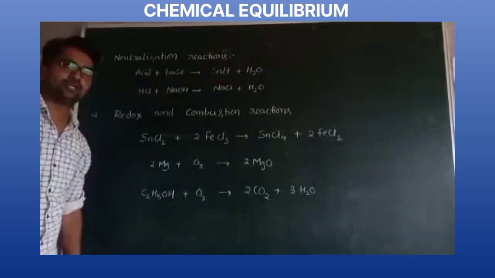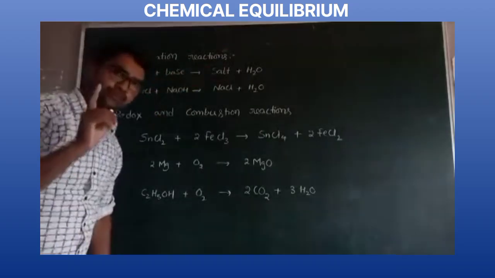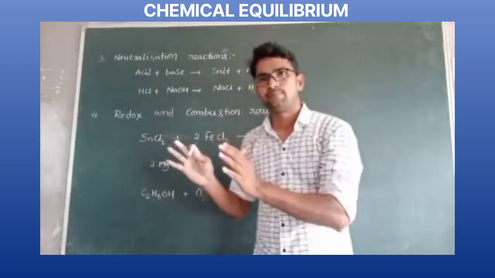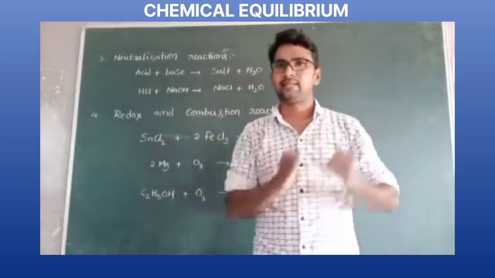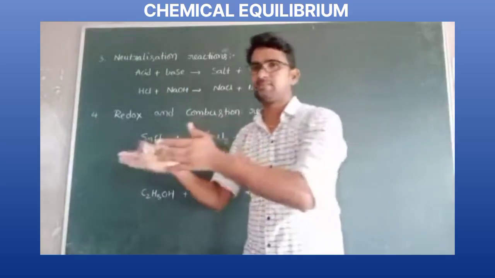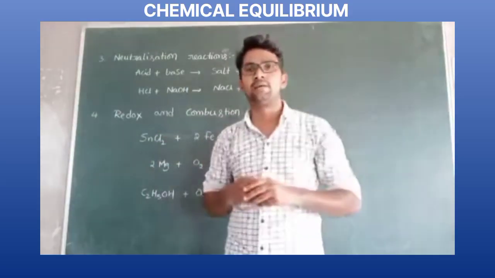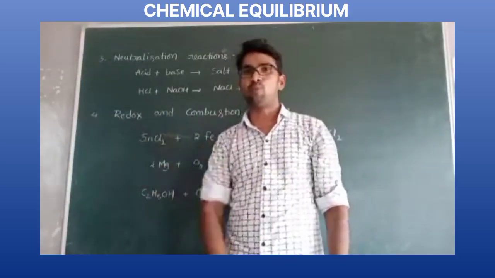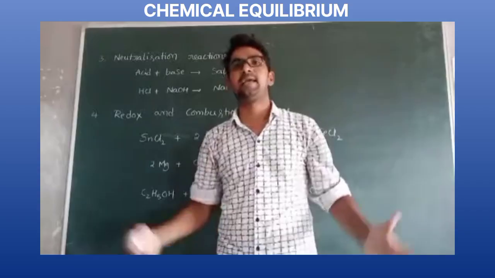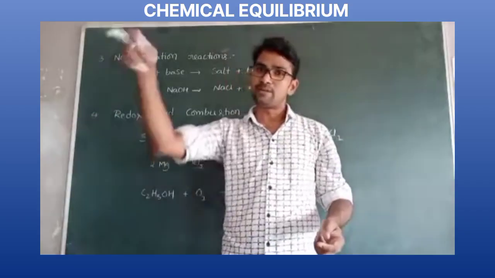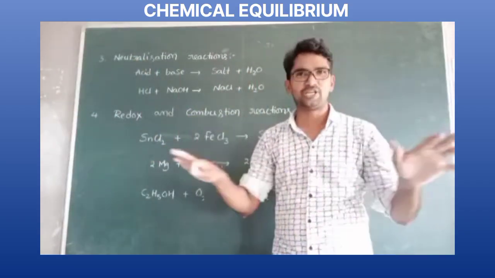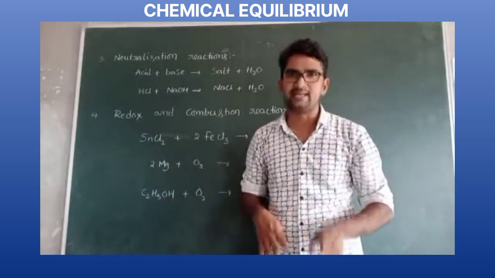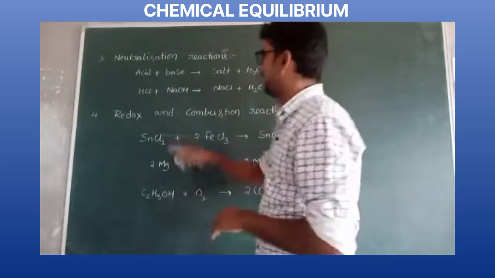Neutralization reactions. Neutralization. If you take acid and base, for example, in a classroom, 10 boys and 10 girls. Boys means acids, girls means bases. All 10 are neutralized. If there are 15 boys and 10 girls, it is acidic in nature because more acids are present. It is not neutralization. Do you understand? So we observe neutralization reactions in acid-base reactions.